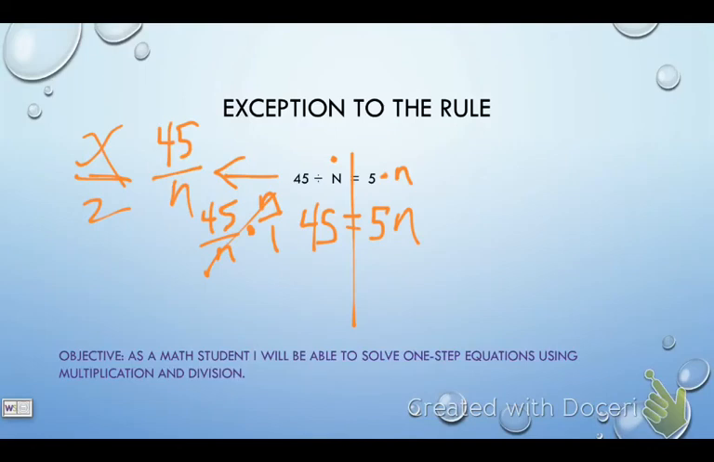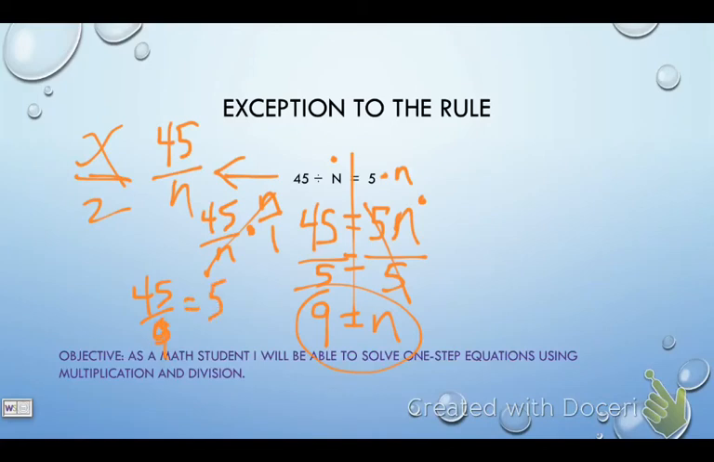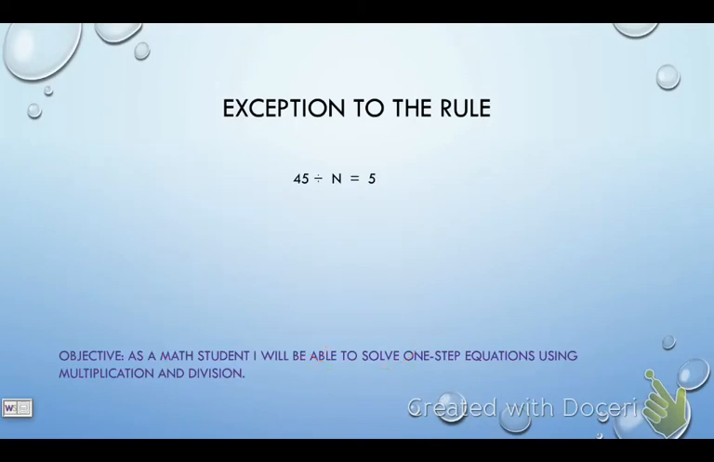So here's a multiplication problem. To undo this, I'm going to divide both sides by the same number, which is 5, because I want to isolate that variable. And 45 divided by 5 is 9. 9 equals n. Does 45 divided by 9 equal 5? Yes, it does. Right here, I'm going to show you. 45 divided by 9 is equal to 5. Remember, our objective is to be able to solve one-step equations with multiply and divide.